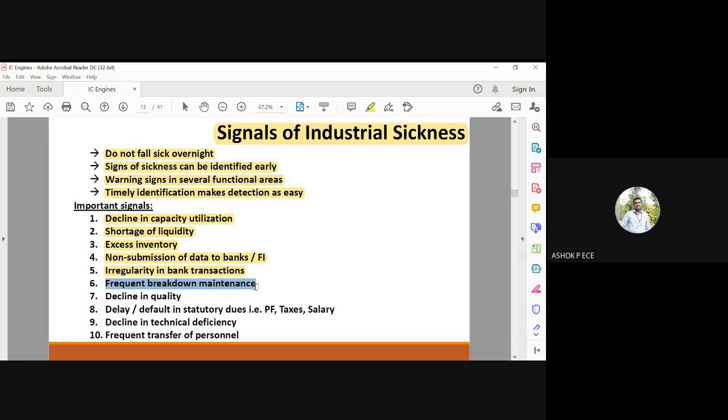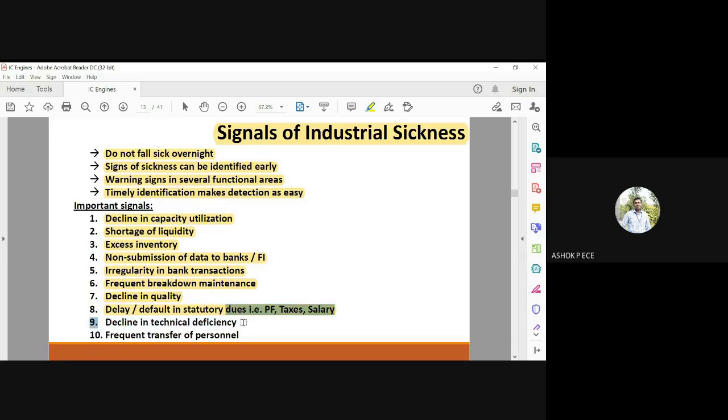Frequent breakdown maintenance. If you have a machinery-based enterprise and your machines are frequently breaking down, you have to spend a lot for repairing them. So frequent breakdown maintenance is going to be a key issue in manufacturing or production-based companies. When the machines frequently break down, you will have a decline in quality, so definitely you cannot speak about quality. Delay in statutory dues like PF, tax and salary. You also delay in getting your refunds. That might be the reason you cannot invest in the next year.